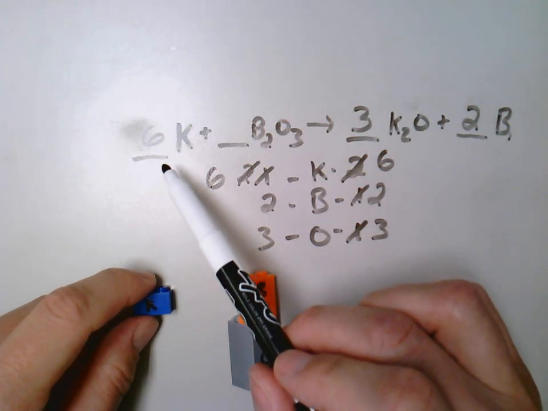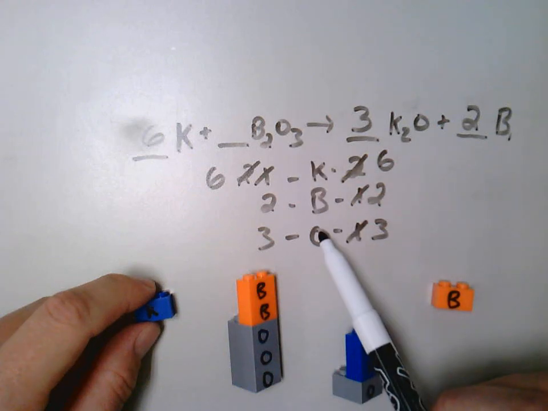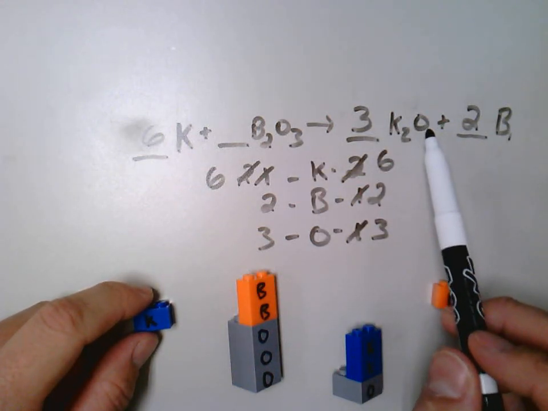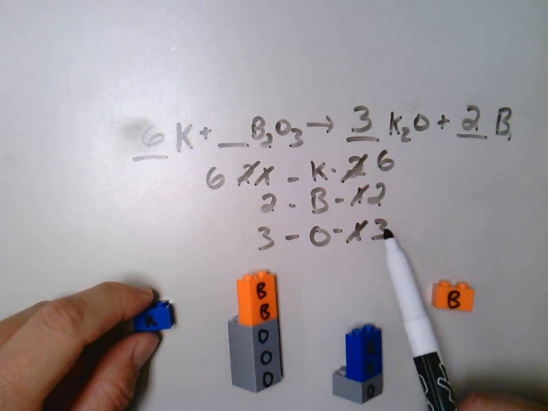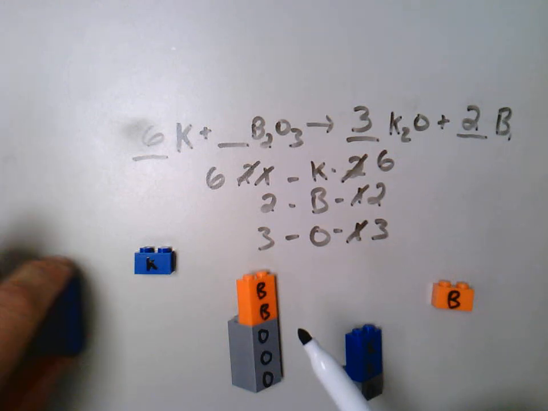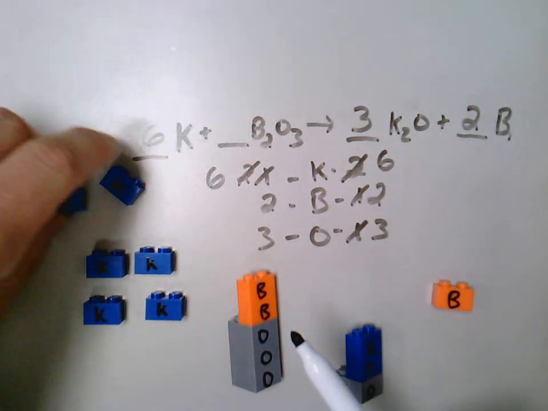We've got 6 K, there's 2 B's, 3 O's, and on the right side we've got 3 times 2, there's 6. For the oxygens, there are 3 times 1, there's 3, and for the B's there are 2. So let's show what this looks like if we were to do it with Lego.